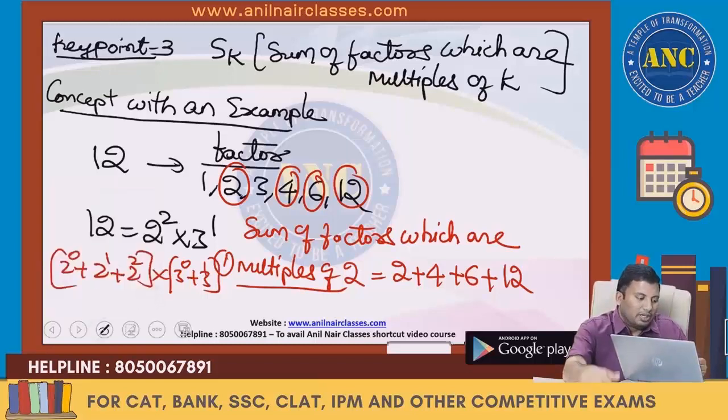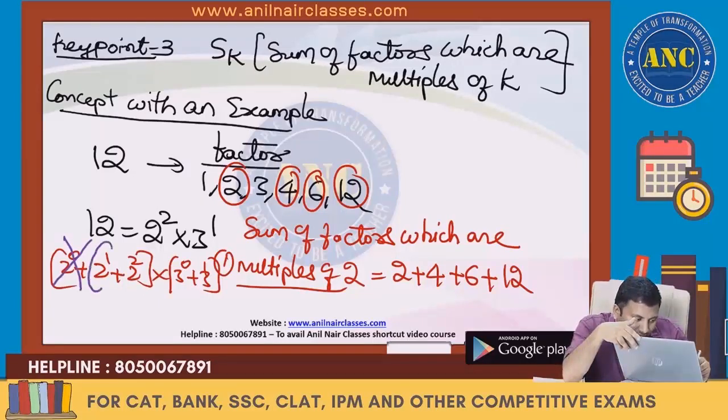Multiples of 2 means it should start from 2. What are the multiples of 2? 2 1s are 2, 2 2s are 4, 2 3s are 6. It should start from 2. Erase this value. It is starting from 2. There is no restriction on 3.